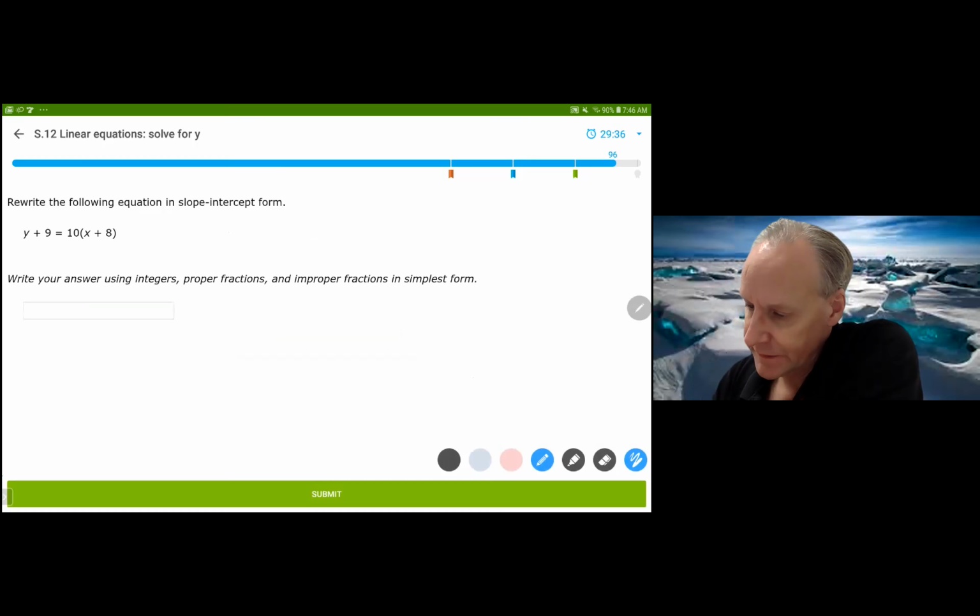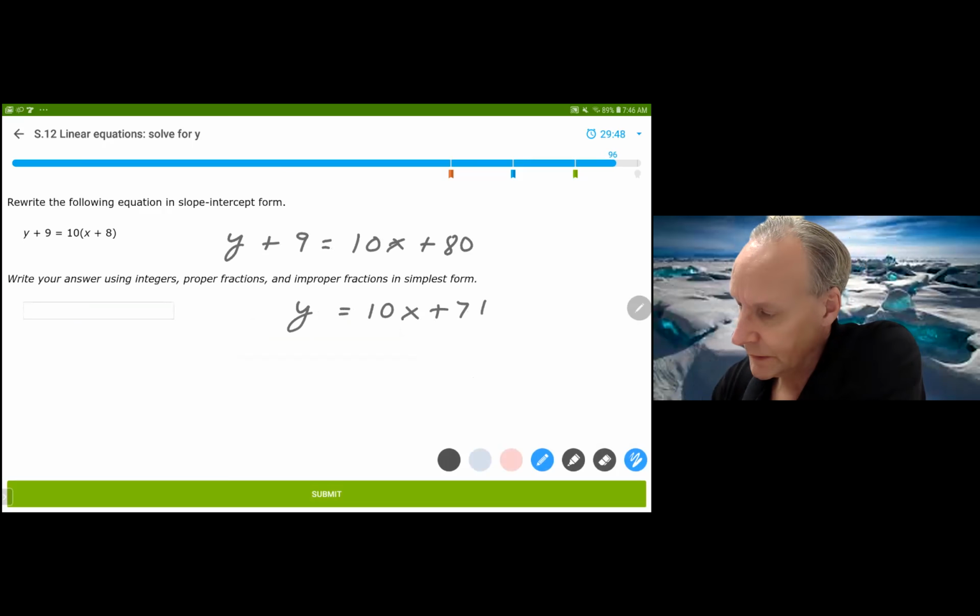We're going to distribute the 10. So we have y plus 9 is equal to 10x plus 80. And we're going to subtract the 9 from both sides. We get y equals 10x plus 71.